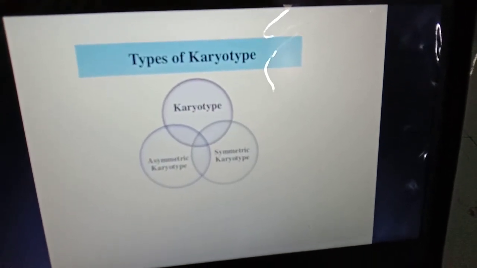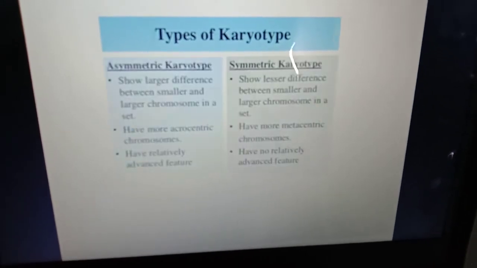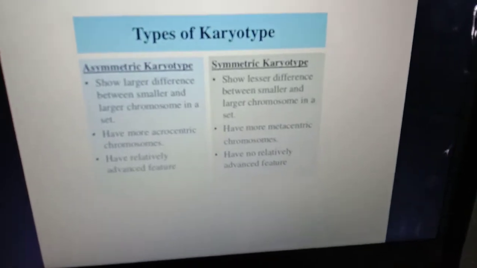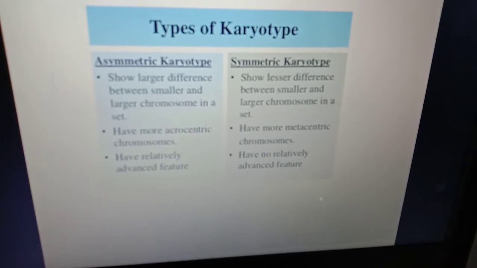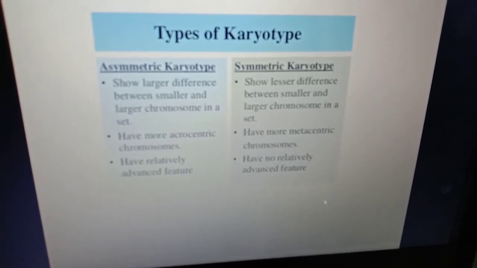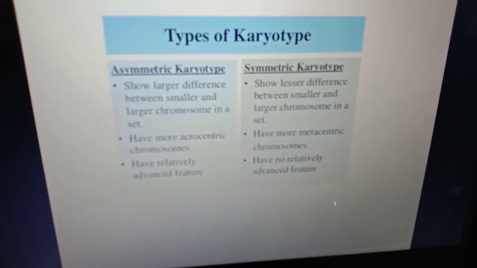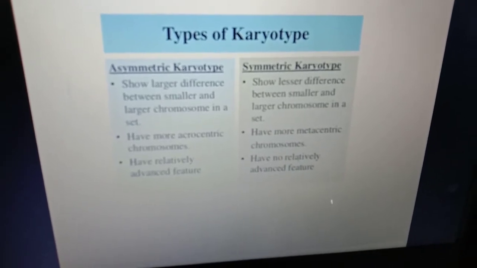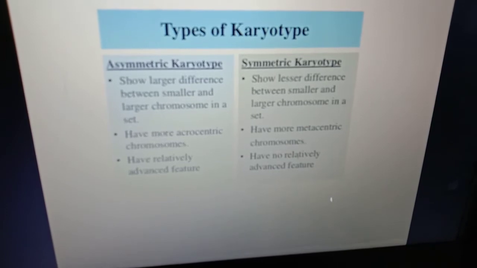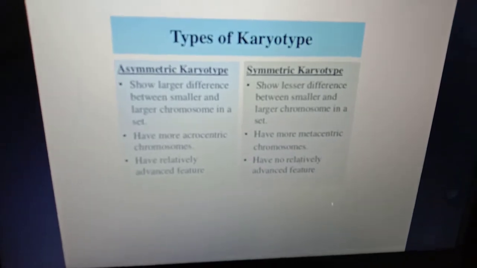The types of karyotypes are the asymmetric karyotypes and the symmetric karyotypes. What is the difference between them? Asymmetric karyotypes show large differences between the smallest and largest chromosome in a set, while symmetric karyotypes show lesser difference between the smallest and largest chromosome in a set. Asymmetric karyotypes have more acrocentric chromosomes, while symmetric have more metacentric chromosomes. Asymmetric karyotypes have relatively advanced features, while symmetric karyotypes have no relatively advanced features. So this is the difference between the two.